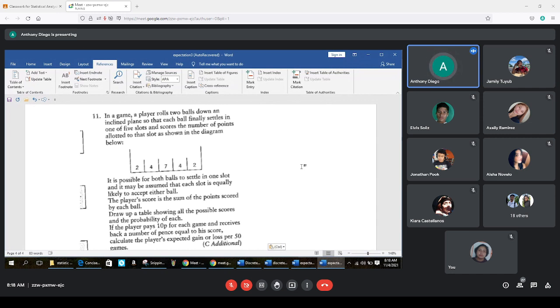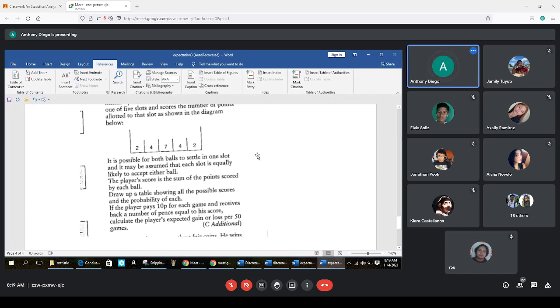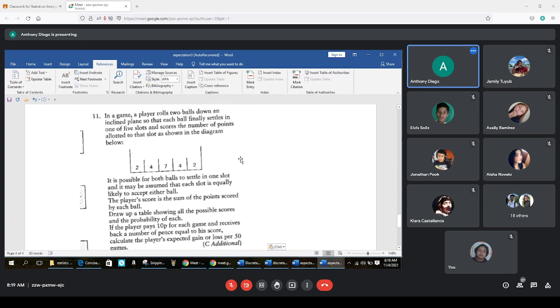Now, how would we go about attempting this problem? It said in a game, a player rolls 2 balls down an inclined plane. And remember, it mentioned that the ball can settle in the same slot. So, what scores can be obtained?